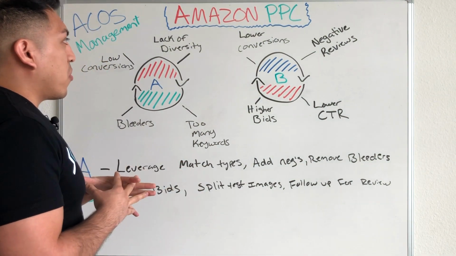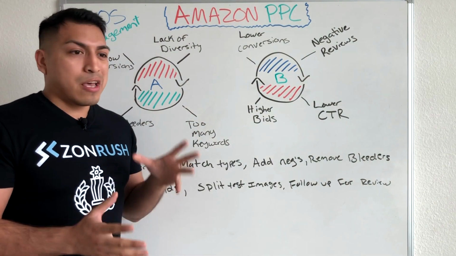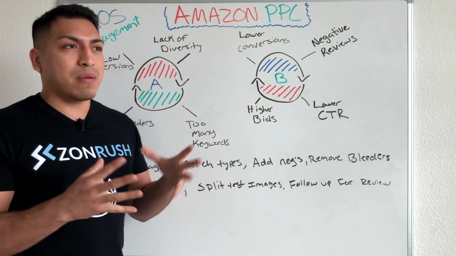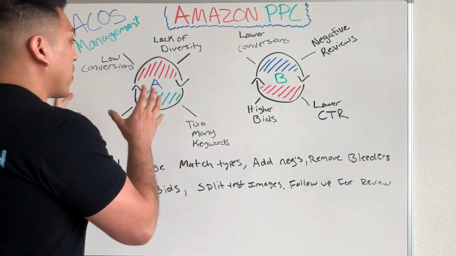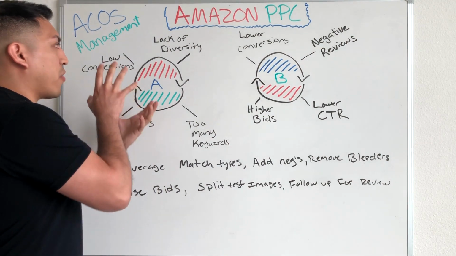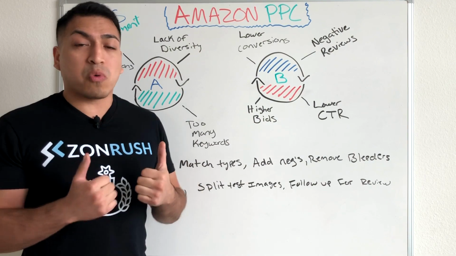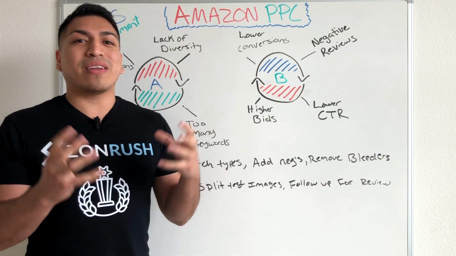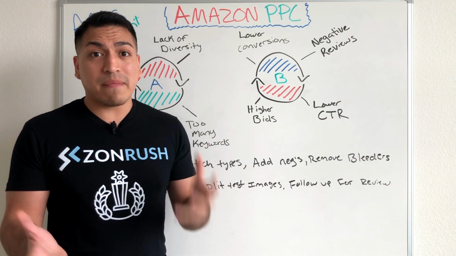So let's go ahead and go into scenario A. You have some PPC campaigns, maybe they're doing okay for a little while, but then you start to see the ACoS go up. So this is going to be a way for you to audit that, okay? A lot of times in scenario A, your ACoS begins to go up quickly because you don't have enough diversification in your match types. So what does that mean?